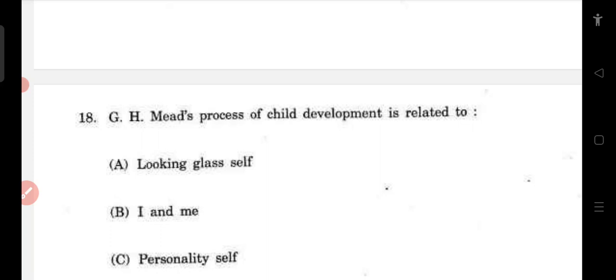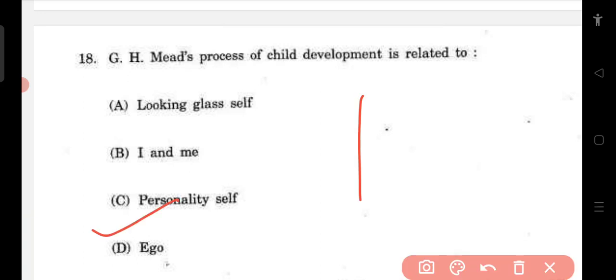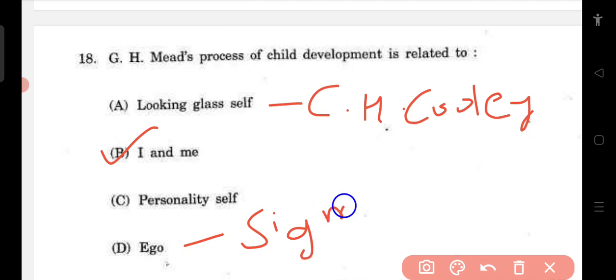18 question. G.H. Mead's process of child development is related to looking glass self, I and me, personality self, ego. So the correct answer should be I and me. Looking glass self is related to C.H. Cooley, and ego is related to Sigmund Freud.